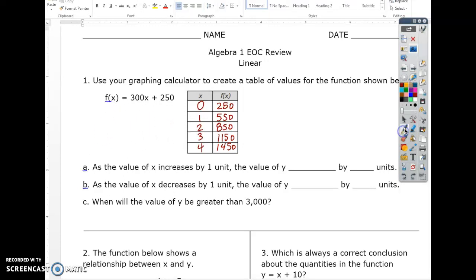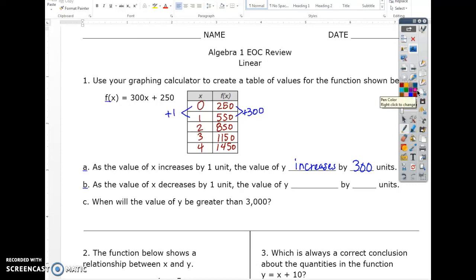So what do you notice? What is happening to the y when the x increases by 1? How much is this increasing by? Okay, some of you can look at it really, really fast, and some of you are going to take a little bit longer. Just subtract 550 minus 250 gives you 300. So it's increasing by 300. Okay, increasing, it got bigger. So the value of y increases by 300 units. Okay?